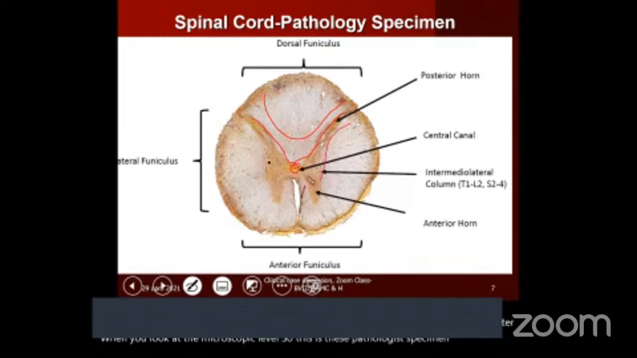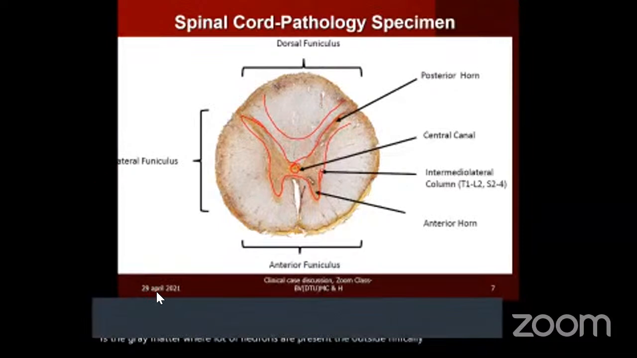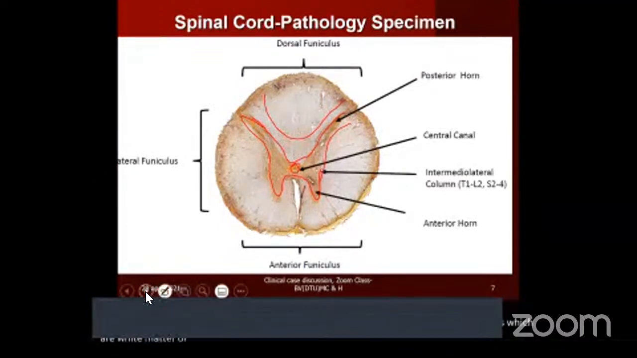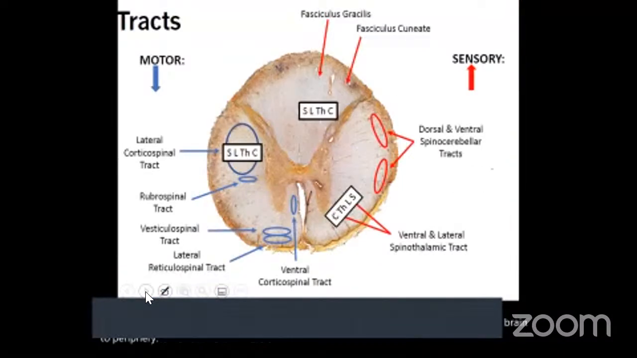Okay, so whatever I am doing in the middle is the gray matter, where a lot of neurons are present. The outside funiculi contain the tracts, which are white matter, carrying impulses from periphery to central and from brain to periphery. And you can see the tracts which we have discussed. You can see the dorsal and ventral spinocerebellar tracts, the ventral and lateral spinothalamic tract, and the fasciculus cuneatus and fasciculus gracilis.